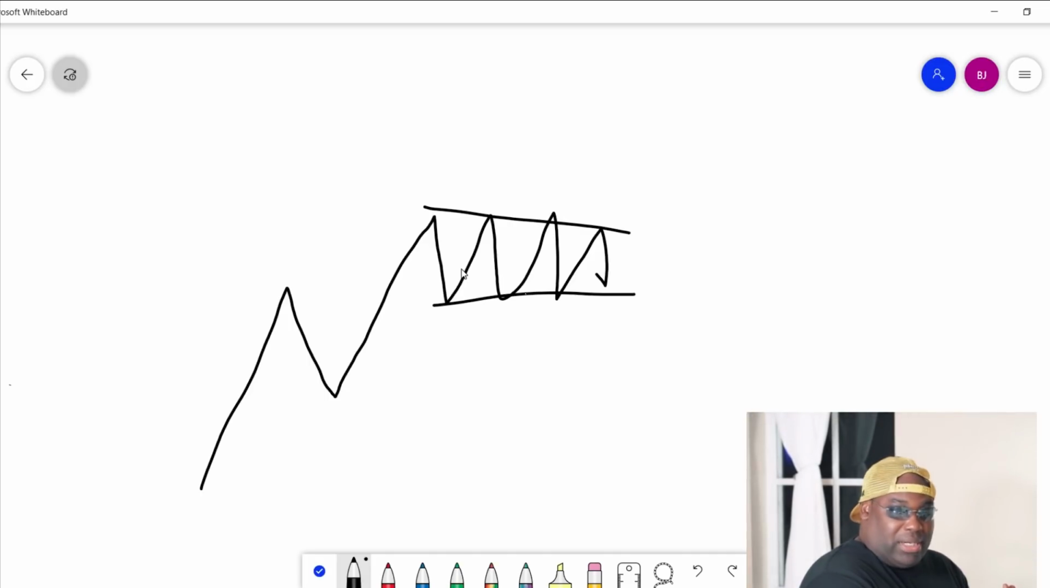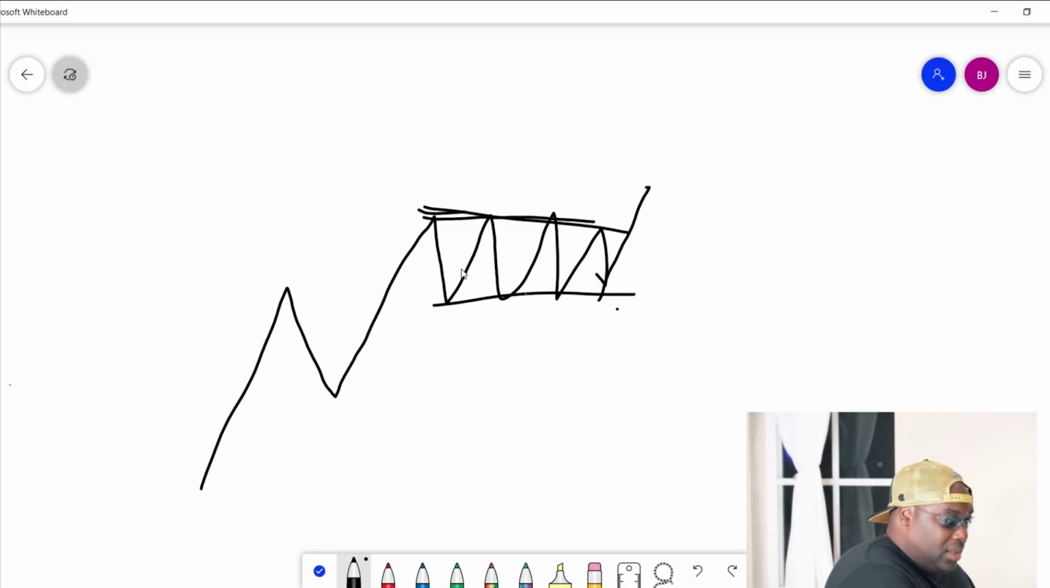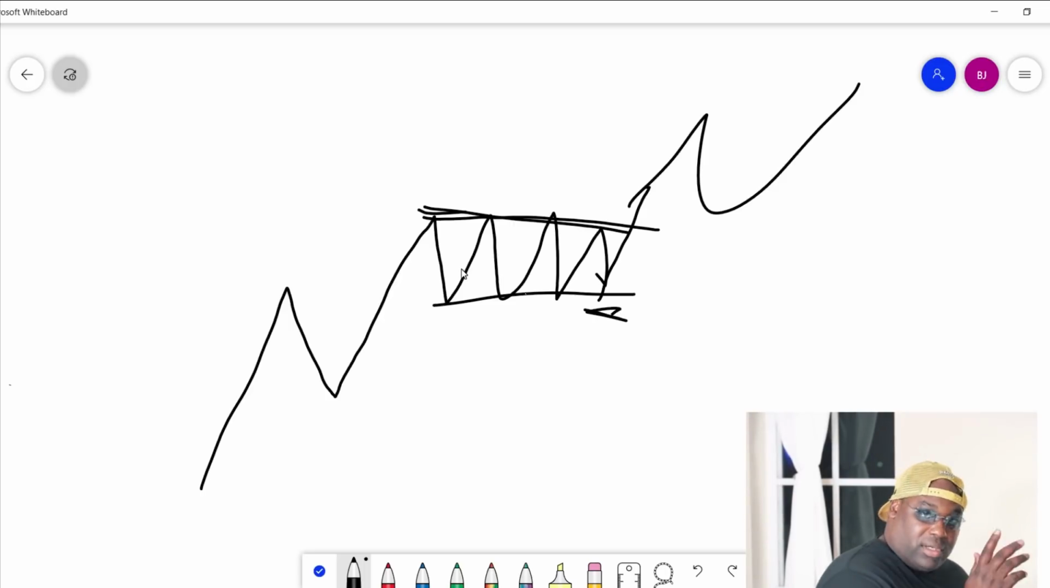One way you can take this breakout is just as soon as it breaks the top of the consolidation, you get in right away. So if the market breaks the high, you get in right away. You can put your stop loss below here, and then you ride it to the upside. Now I'm going to show you guys an example right now.